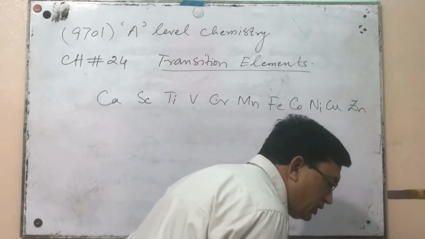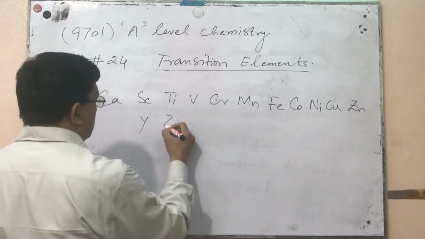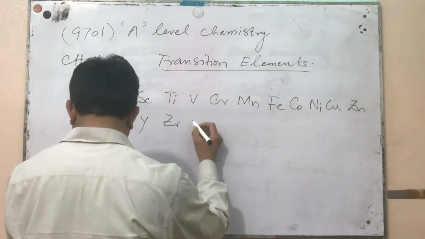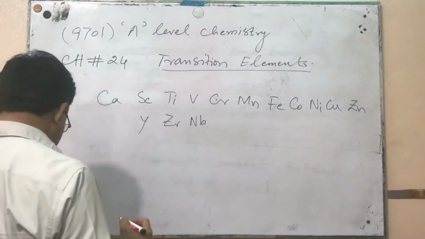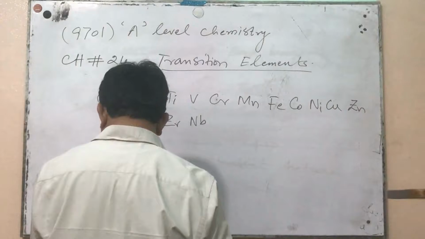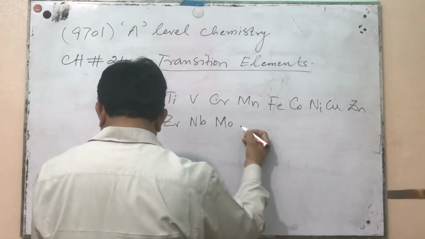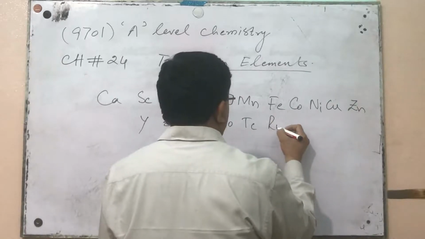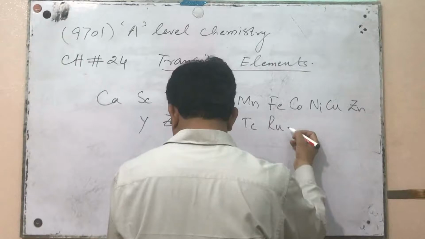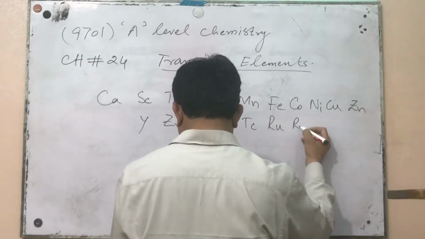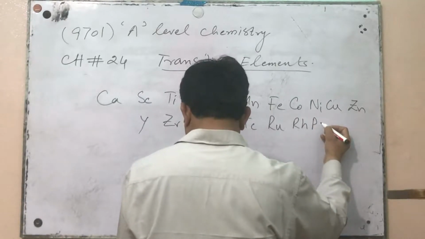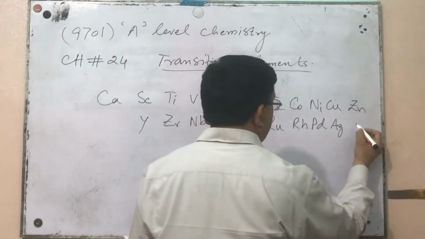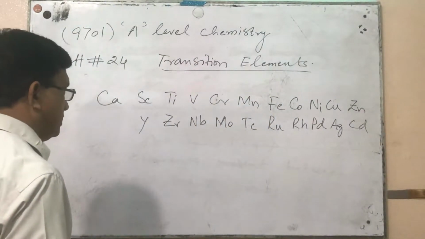The second d series starts from yttrium, then zirconium, niobium, molybdenum, then technetium, and then ruthenium, and after ruthenium there is rhodium, and then palladium, Pd. After palladium there is silver, and after silver is cadmium. This is the second d series.